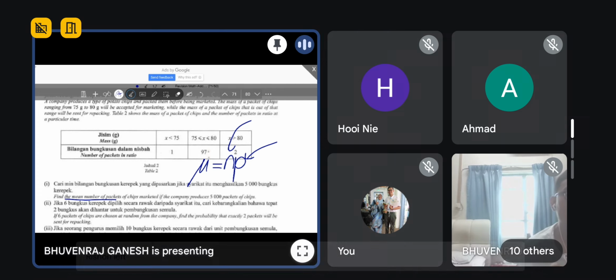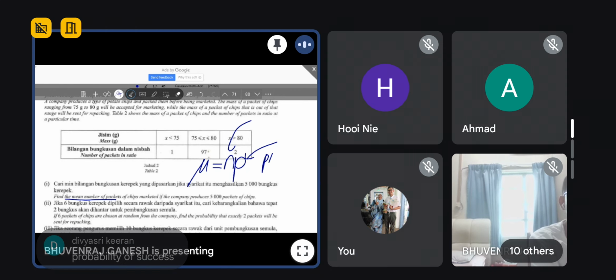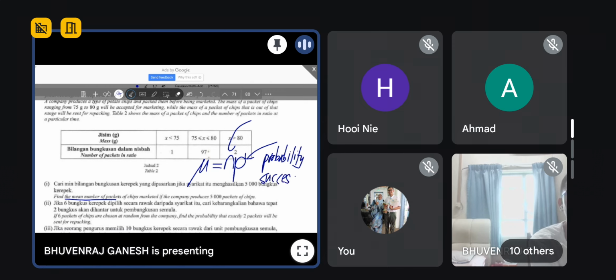P will represent your probability, kebarangkalian of, yes, success. Kebarangkalian kejayaan, probability of success. Okay, so it's very simple. You just need to see the question only.